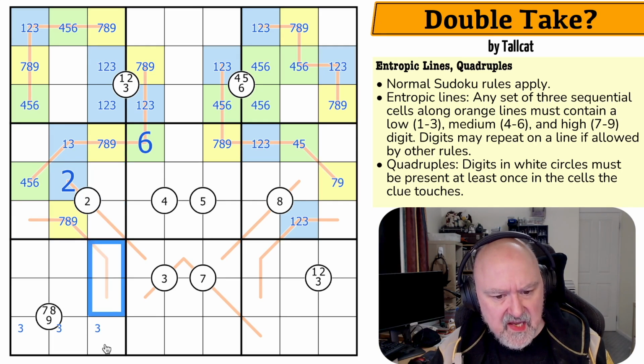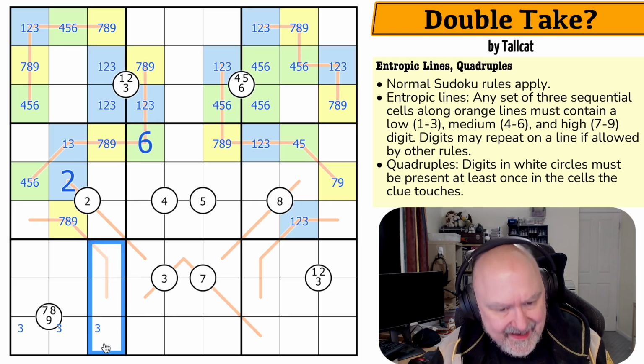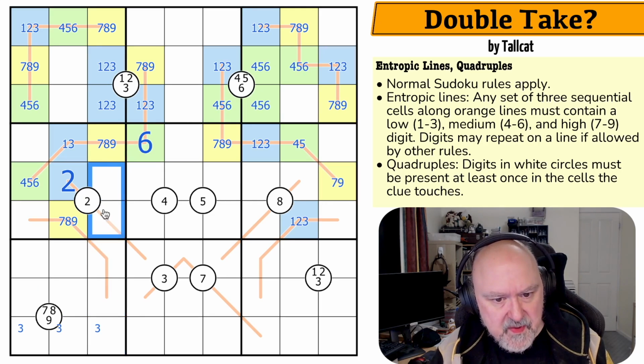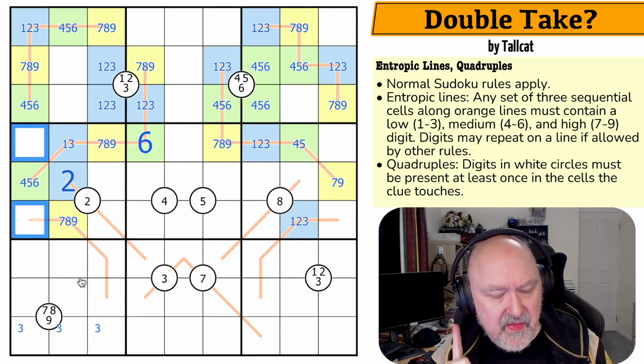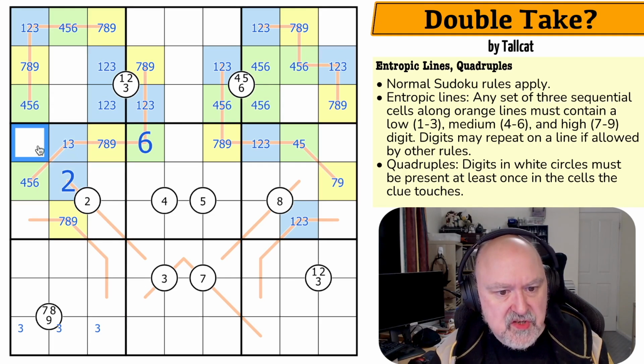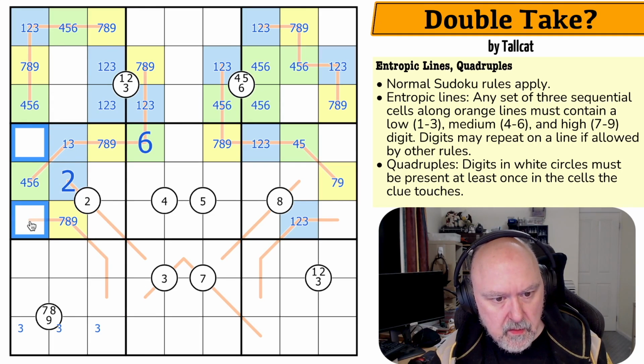There's no high in any of those digits because the highs are here. So there must be a high in here, which is the third high. So these are low and medium. They can't be two lows, so there must be a medium in here. This is a low and a medium. One low, one medium, which takes up all of the mediums.